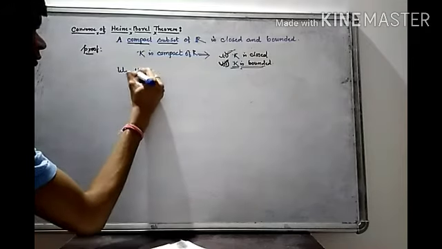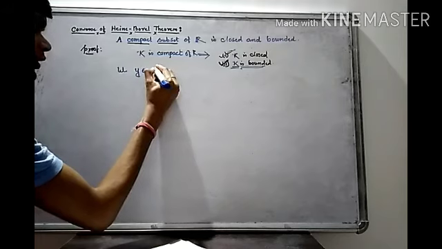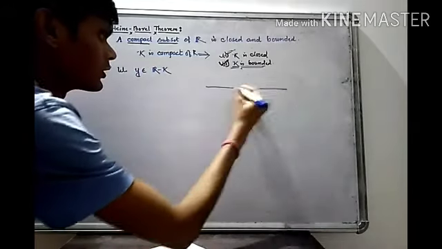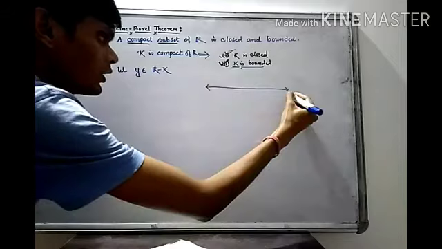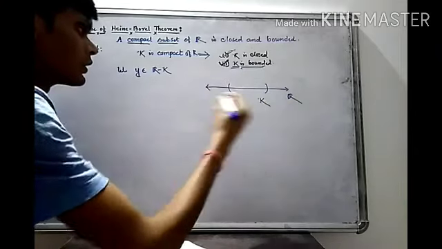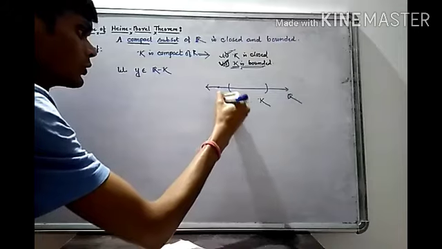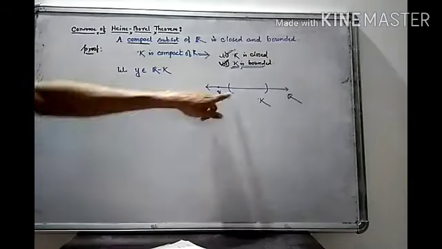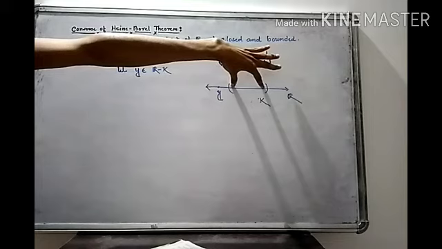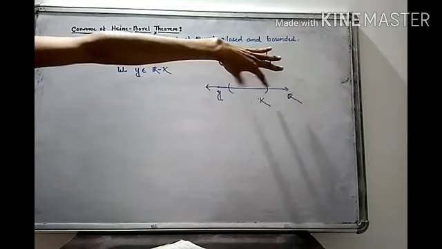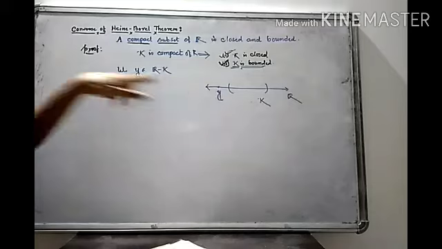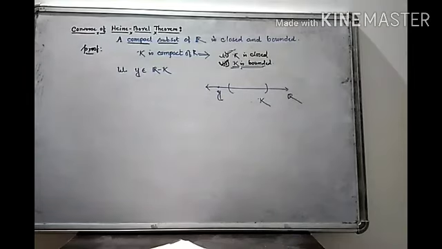To prove this, let y belong to R minus K. That means like this only. This is your, suppose, real number line R. This is the compact set K. Suppose y is taken from here, because R minus K means excluding this part, this side and this side. From here we are taking y.